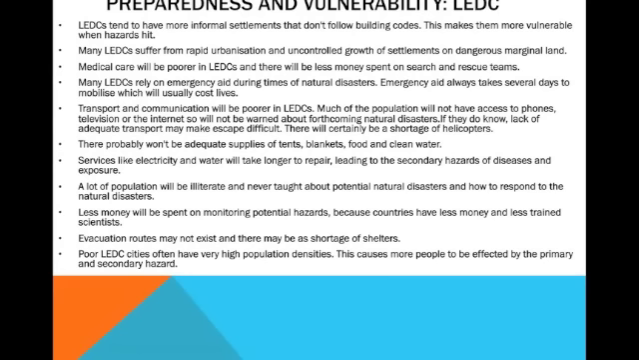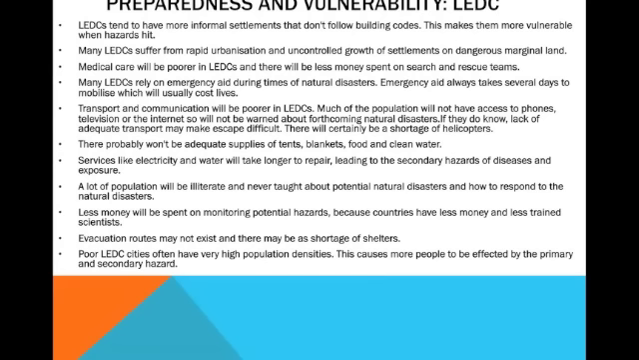Transport and communication will be poorer in LEDCs. Much of the population will not have access to phones, television, or the internet, so will not be warned about forthcoming natural disasters. If they do know, lack of adequate transport may make escape difficult. There will be a shortage of helicopters, obviously, so it's very difficult. There probably won't be adequate supplies of tents, blankets, food, and clean water either, and services like electricity and water will take longer to repair, leading to the secondary hazards of diseases and exposure.